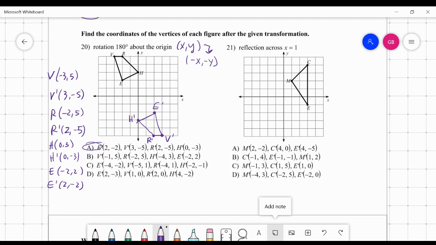All right, 21. Reflection across x equals 1. So here is x equals 1. It's a vertical line, so the image has to be the equal distance from one side to the other. Since C is 2 units away from the line of reflection, C prime would be 2 units away. M would be in the same place, so this is also M prime, and then E would be 2 units away as well.